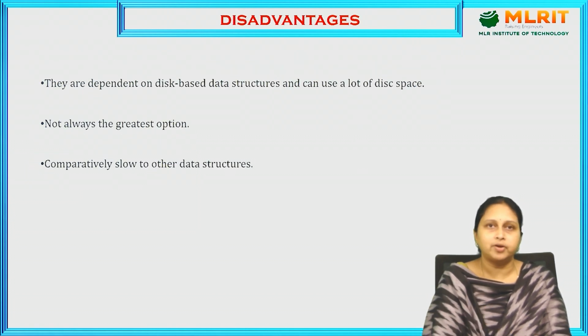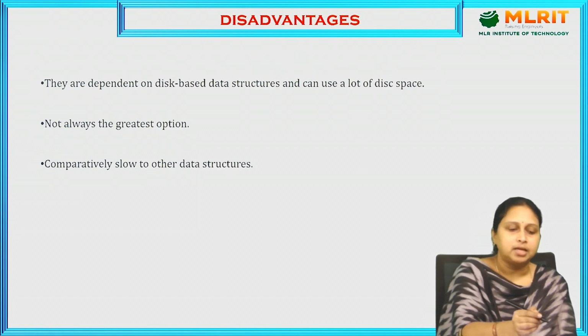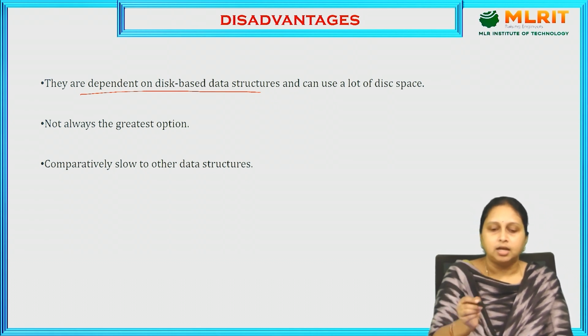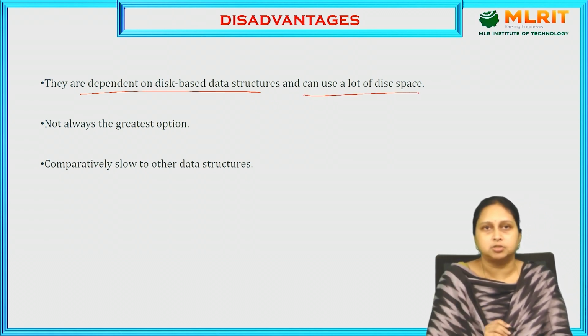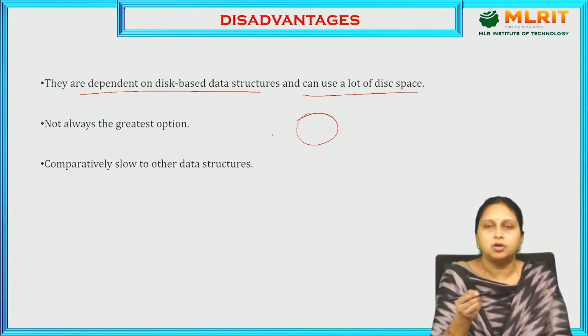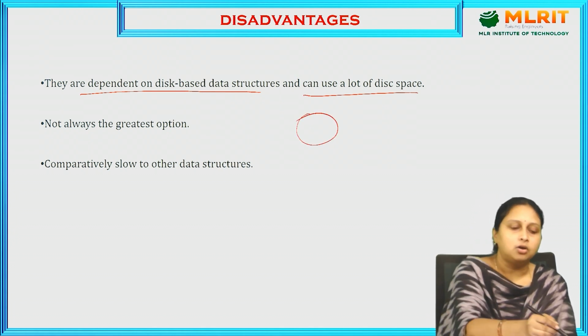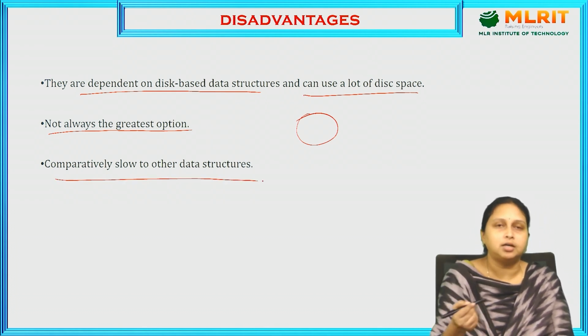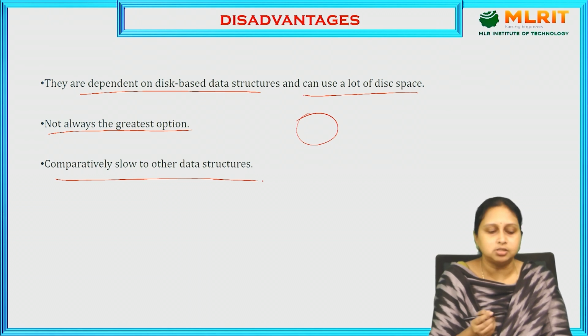And what are the disadvantages you find with B-trees? They are dependent on disk-based data structures and can use a lot of disk space. Here it mainly works on disk space, so it depends on how you are going to store your data. B-trees are not always the greatest option, and they are comparatively slower than other data structures like arrays and linked lists. This will be a little bit slower.